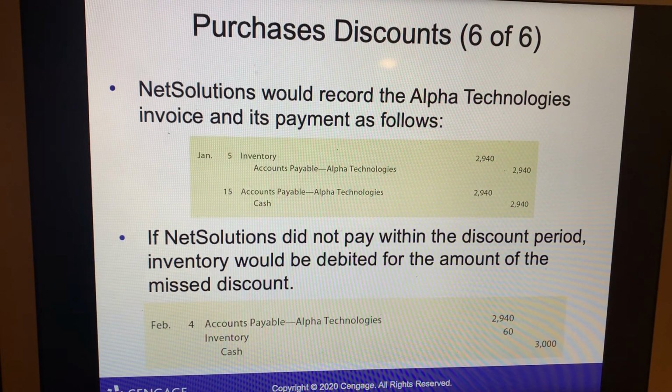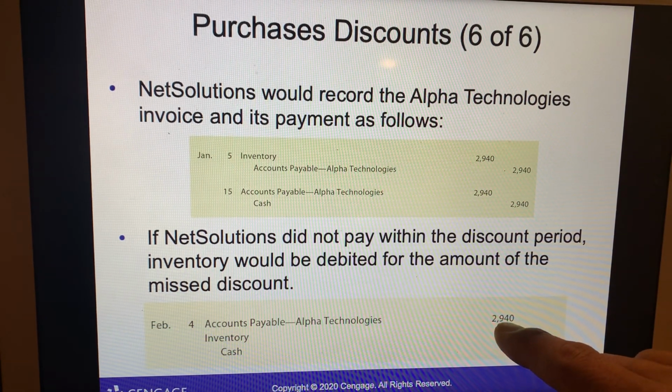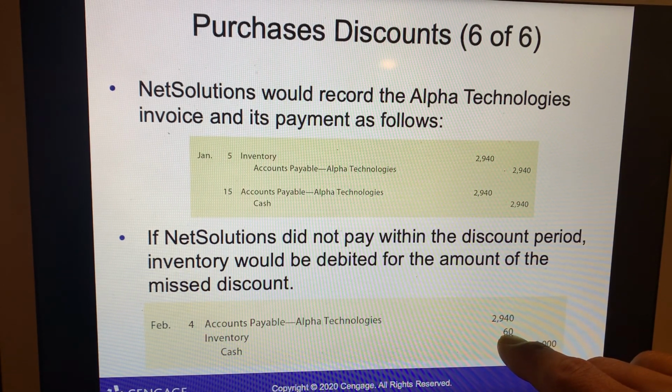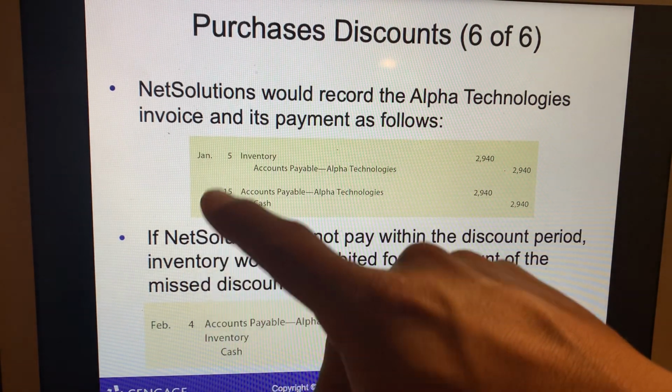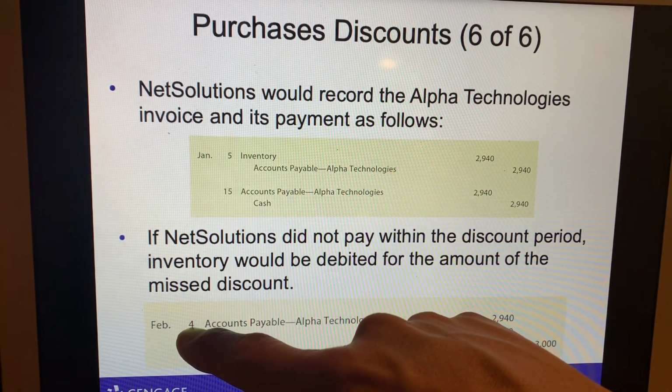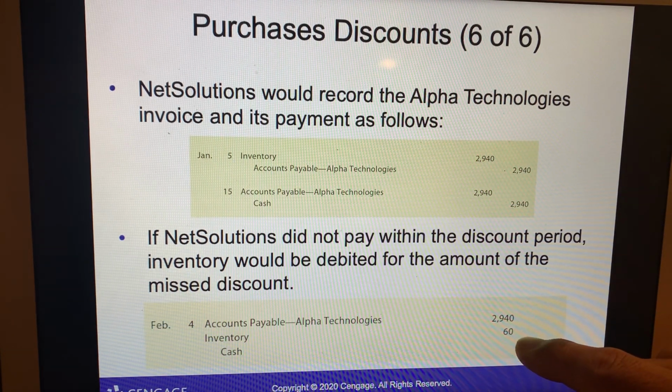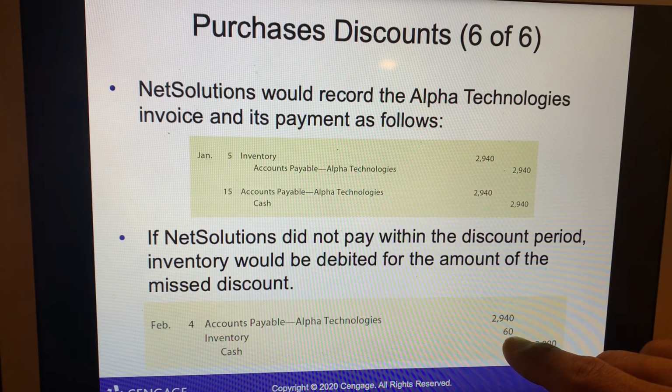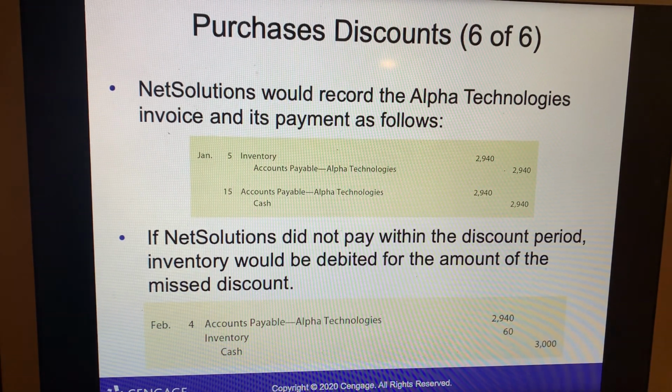So down here at the bottom, if Net Solution did not pay within the discount period, inventory will be debited for the amount of the missed discount. So right here we'll see accounts payable $2,940, inventory $60, and cash $3,000. Now notice the dates. This is January 15th. This is February 4th. So we paid within 30 days, and that's 30 calendar days, not 30 working days. Then we put that back into our inventory because that amount goes back in there.